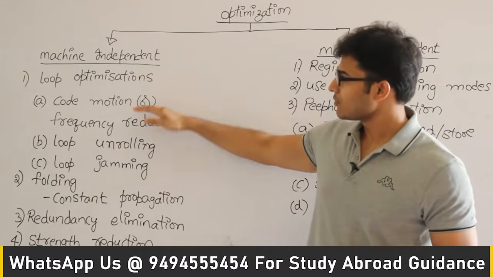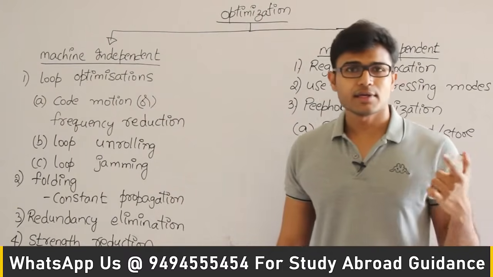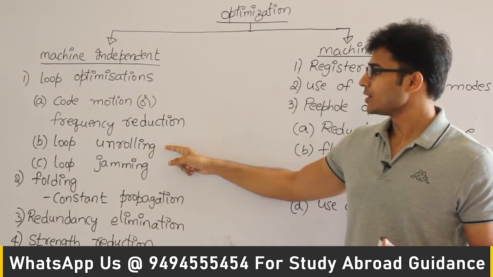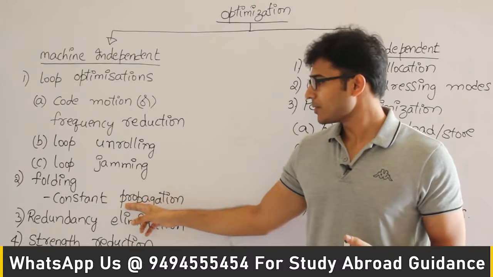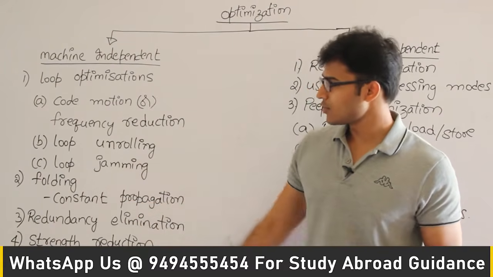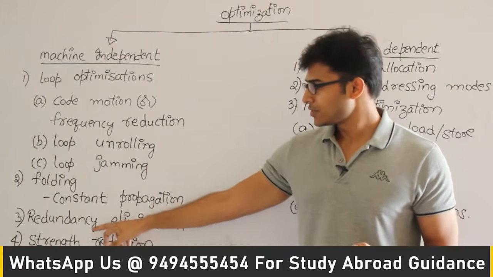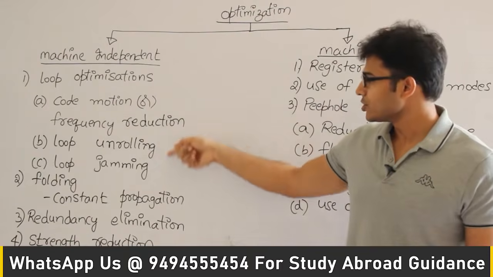And there are various types of loop optimizations like code motion or frequency reduction. I'll take an example and explain each one of them. And then loop unrolling, loop jamming, and folding or constant propagation. It is not a loop optimization, it is a normal optimization which is machine independent. And redundancy elimination, strength reduction. I'll take an example and explain each of these.